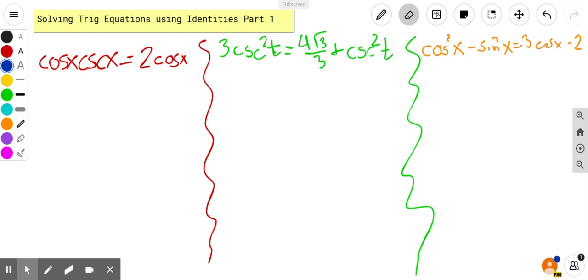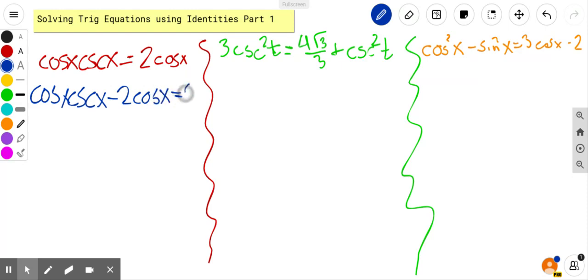So I'm going to go ahead and rewrite this equation into cosine of x multiplying cosecant of x minus 2 cosine of x, and I want that to equal 0 then. I do this so that I can factor, and then I can rewrite that as cosine of x times cosecant of x minus 2, and that should equal 0. Right? Because now that I have a factored term equaling 0, the zero product property that we've been using for a couple years now comes into play.